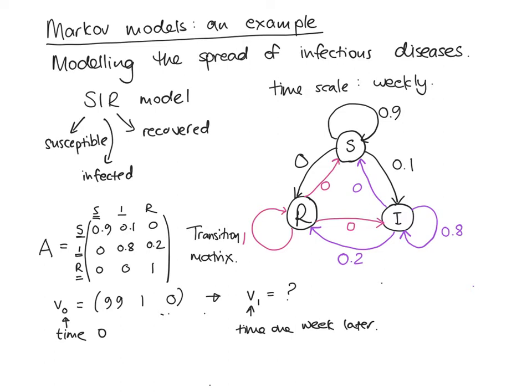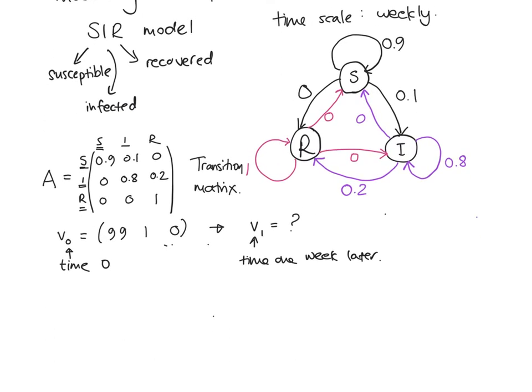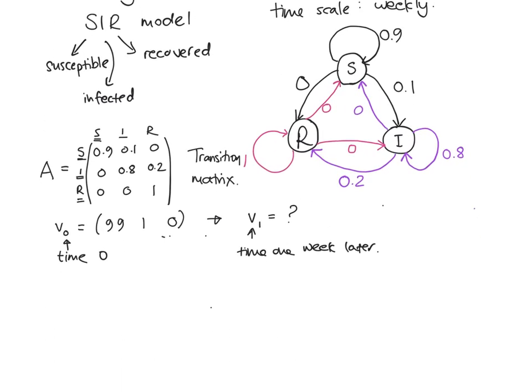Well, our transition matrix is what we can use to do this. So that's the whole reason we set it up the way we do, is we have that V1 is equal to our initial distribution times our transition matrix. So if we put in some numbers, then we'll have (99, 1, 0) times our transition matrix.